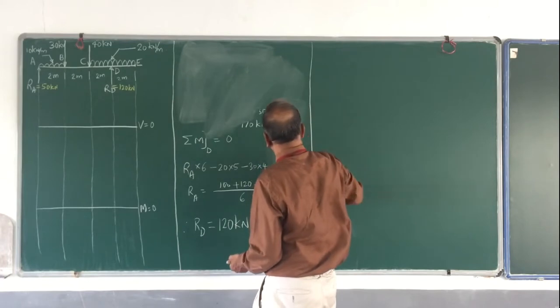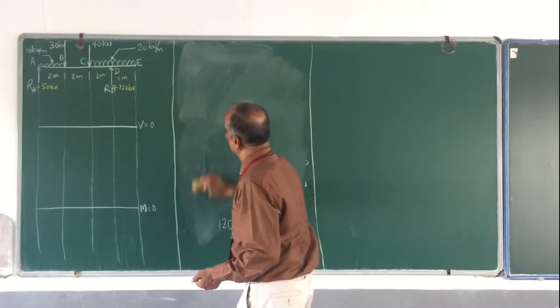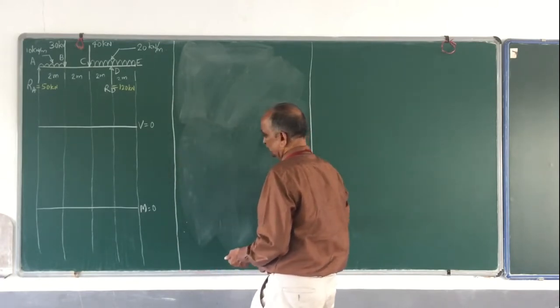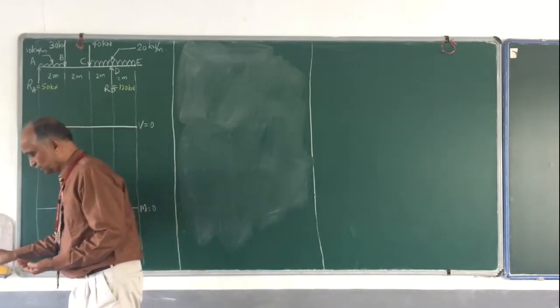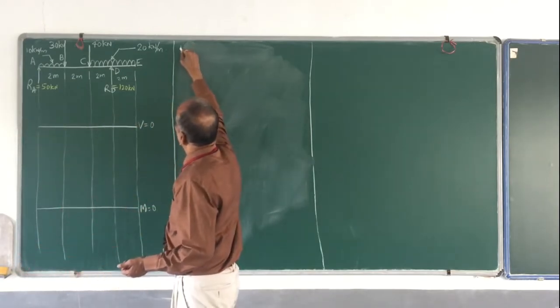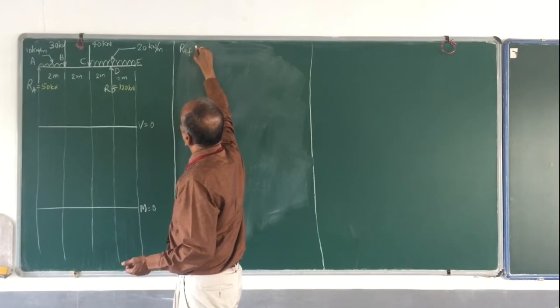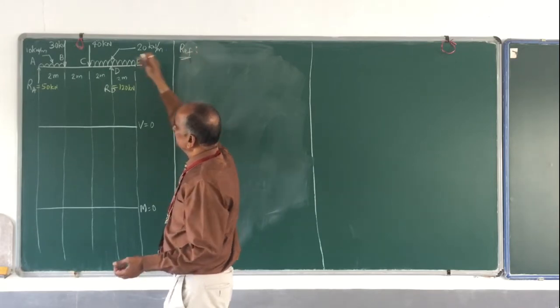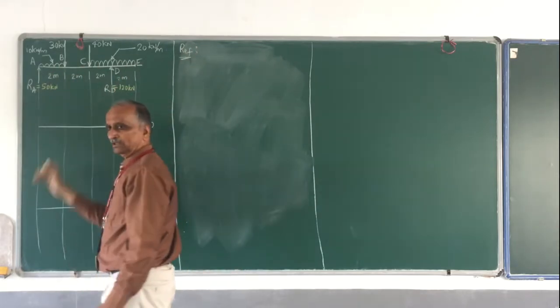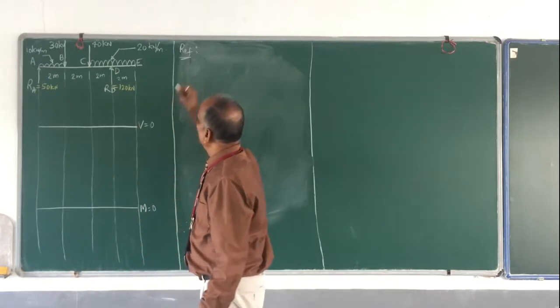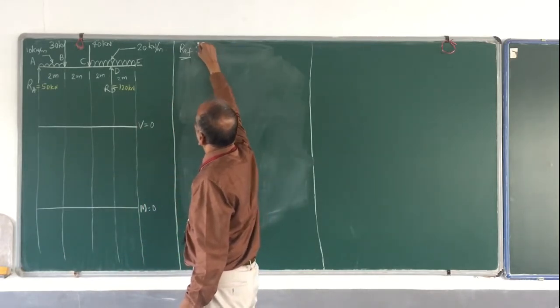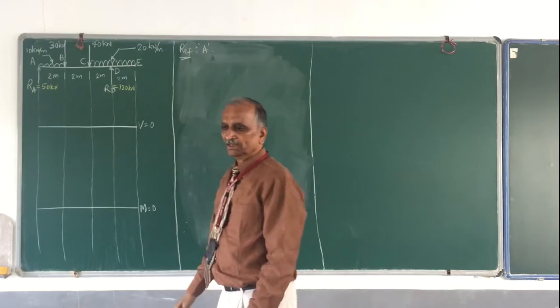So what is the first thing? Choose the reference. What is your reference? What reference are you choosing? So it is always the end of the beam, either one of the ends, either A or E. You can choose either A or E. I shall choose A as a reference.